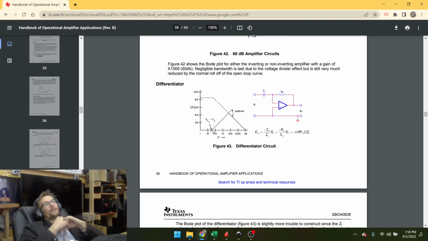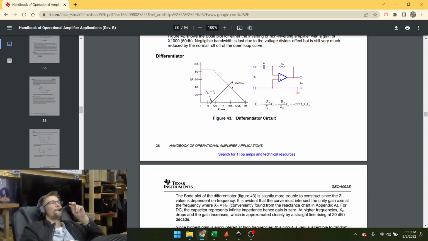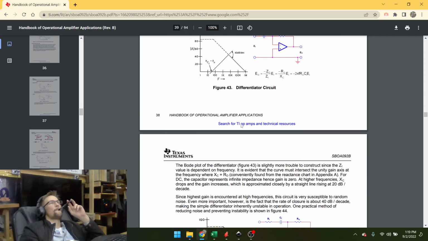It says 40 dB per decade is the angle. Yeah, because one's going up, the other's going down. And they're both at the same slope, so they're going to be separated by 90. Yeah, okay. That's good to know.